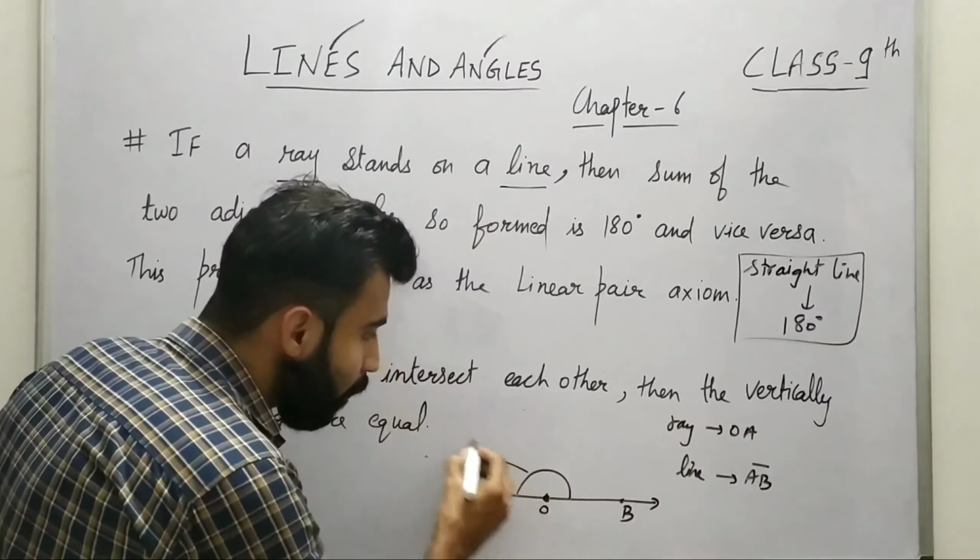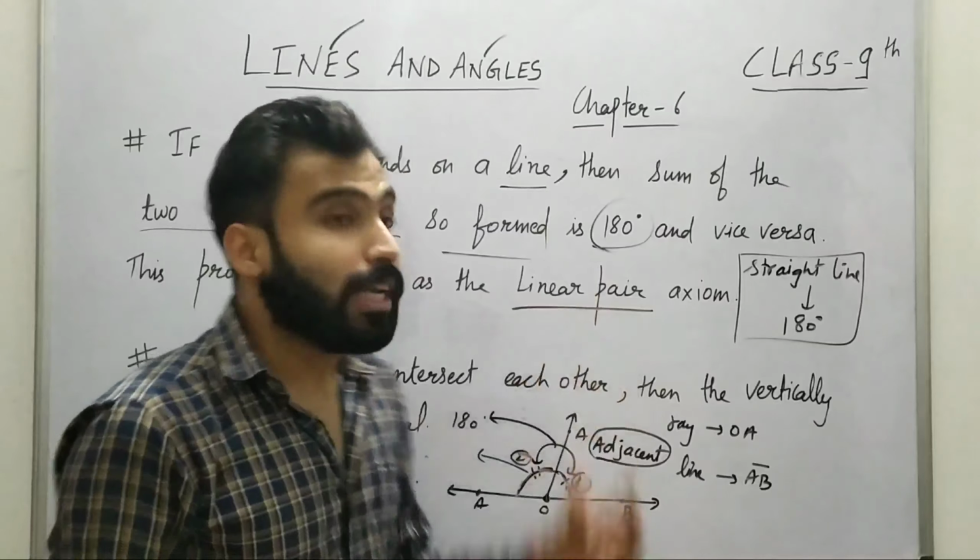If I just take this angle as 1, this angle as 2, so you can write angle 1 plus angle 2 is equal to 180. Now these two angles can also be called a linear pair. So remember, whenever a ray is standing on a straight line, it divides the 180 degree angle in two parts, and those angles are called a linear pair.